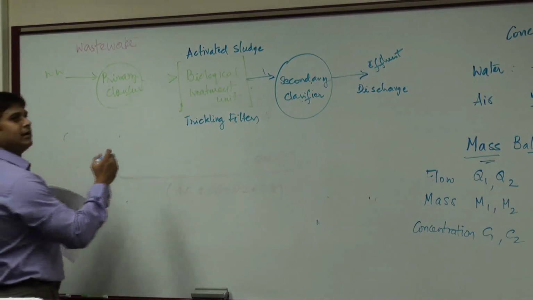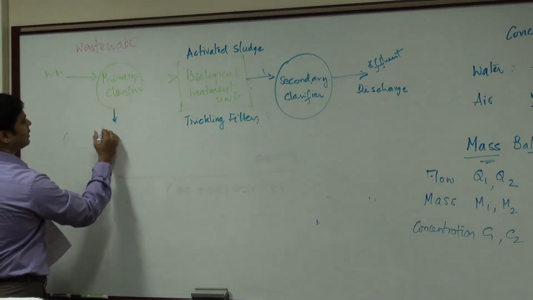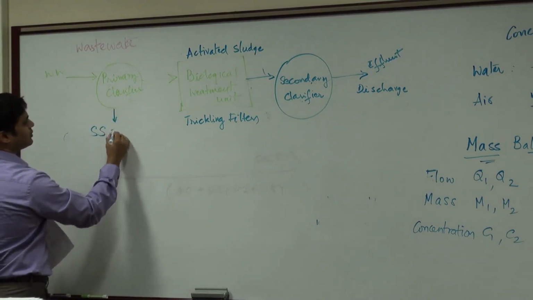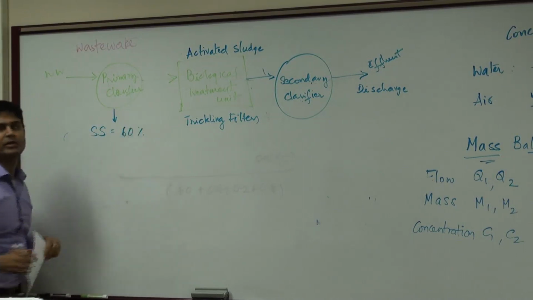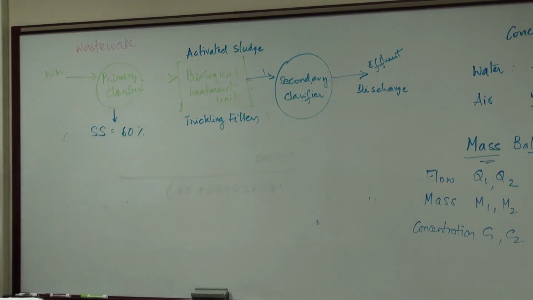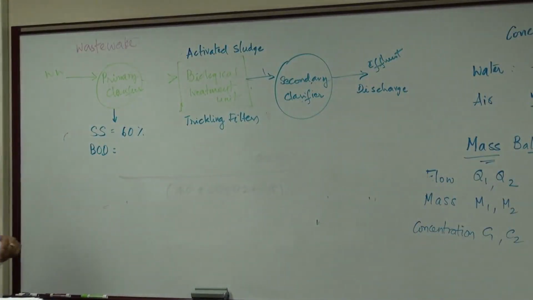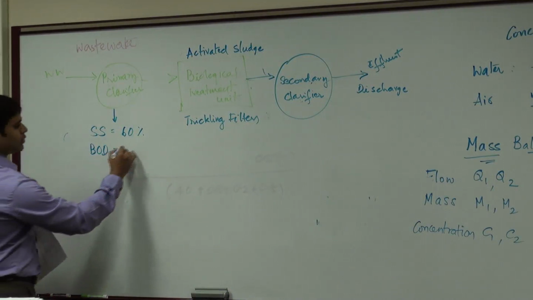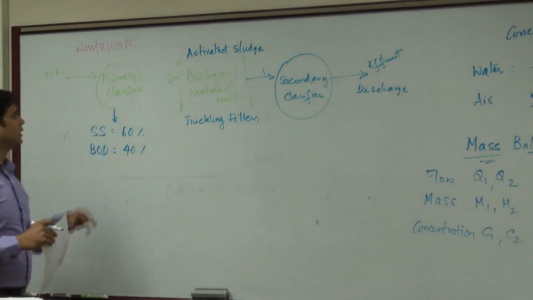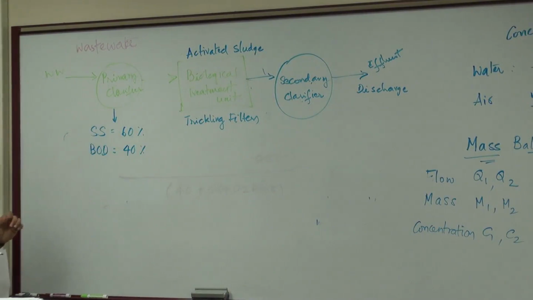The primary clarifier basically removes solids, suspended solids, like up to 60% of the suspended solids are removed. There's no treatment. This is only physical separation. Just so you know that in the primary clarifier, there is only a physical separation of solids. There's no treatment involved there. And there is BOD, biochemical oxygen demand. Depending on the design, you can also remove up to 40% in this unit.